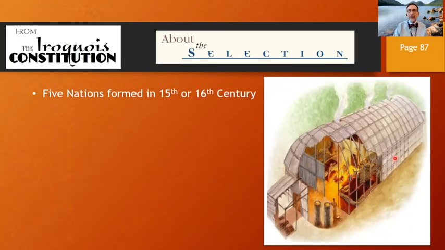And so the Five Nations were formed in the 15th or 16th century. So that would be as far back as the 1400s. Remember, because the first century was from 0 to 99, when we talk about the 16th century, that's the 1500s, and the 15th century is the 1400s. We're not exactly sure when this got started because it was oral tradition. It wasn't a written document. It was memorized and passed from tribal leader to tribal leader.